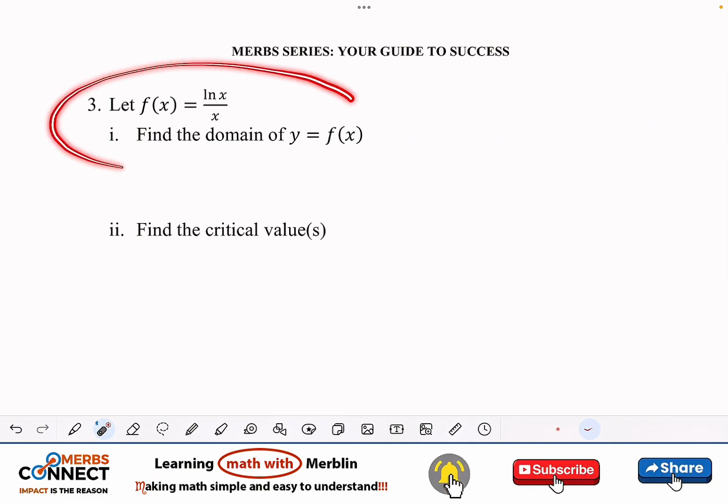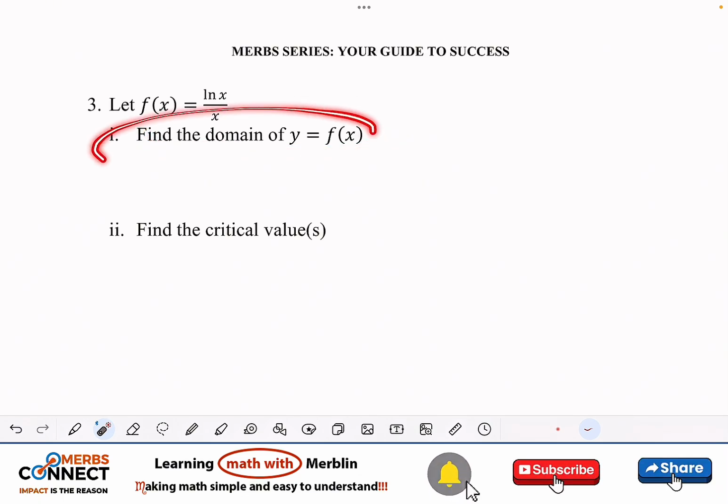Now let's look at this function here. Now find the domain, right? I just added this one to this. Now we want to find the domain. Now for the domain, we look at the denominator, right? But we need to also look at the numerator, right?